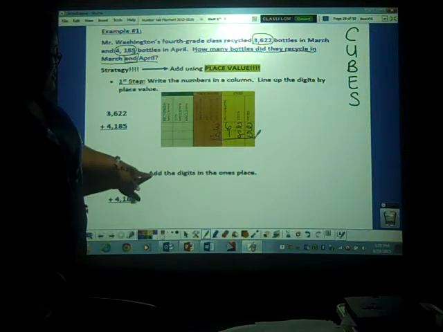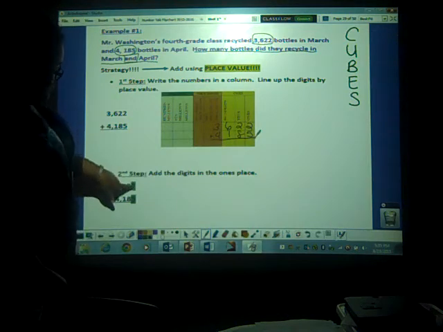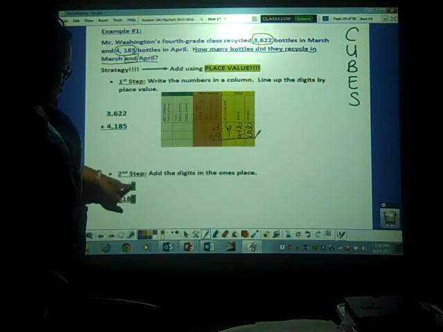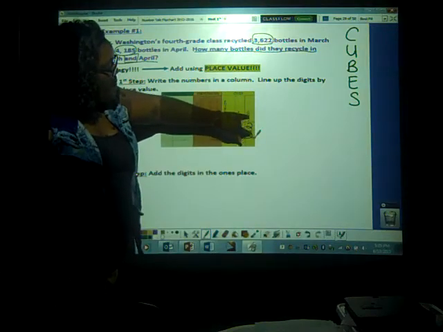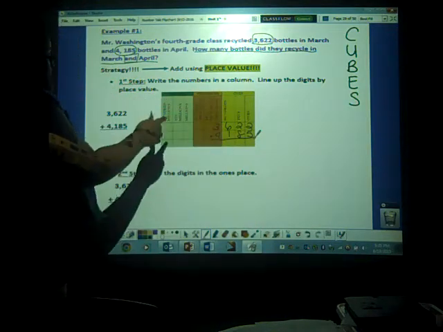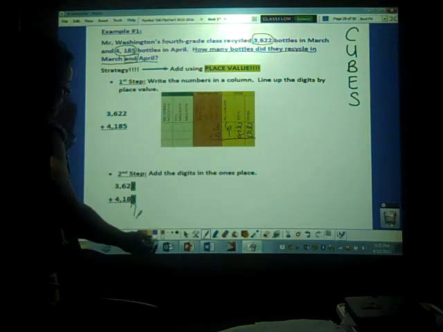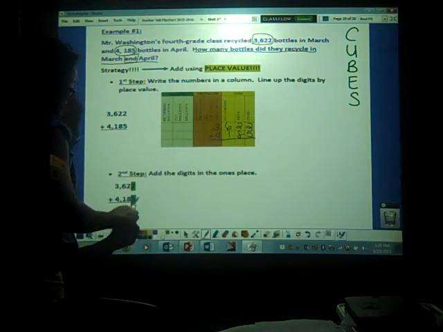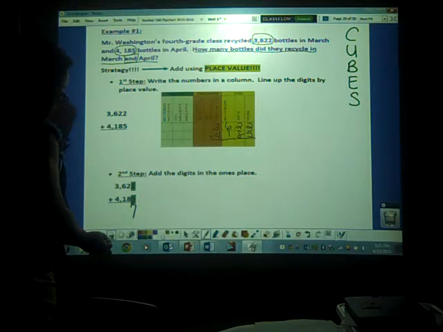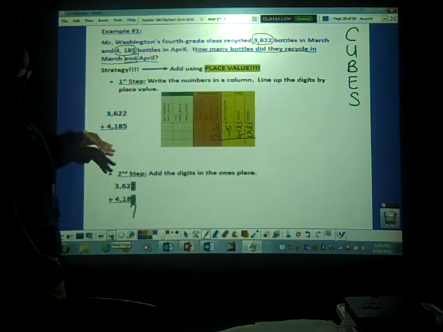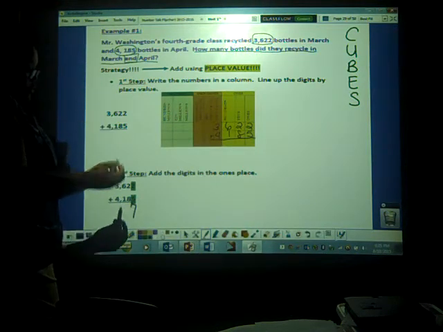Now the second step is to add the digits in the ones place. So see, I have highlighted right here the 2 and the 5, which are both in the ones place. So 2 plus 5 is 7. Now, pause it, copy down what you need to, and I'm going to move on.